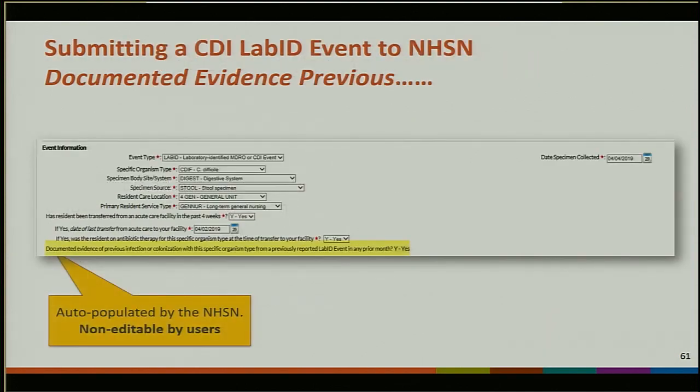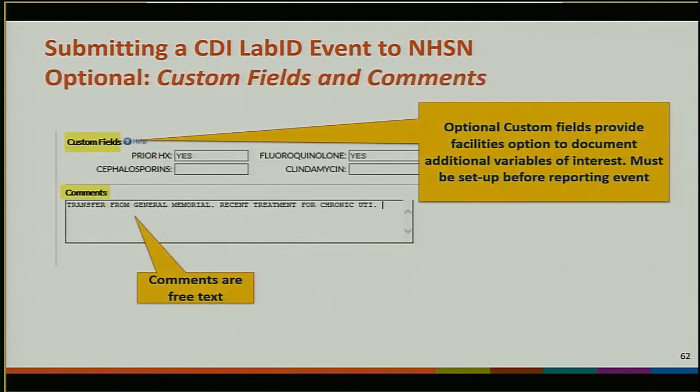And then there's one little question down here that you can completely ignore. It's grayed out. It is not used for C. difficile. It is something that's embedded in here for our developers and our analytics for MDRO, but because CDI falls in the same module, it just gets put on this page, so you can completely ignore the documented evidence question.